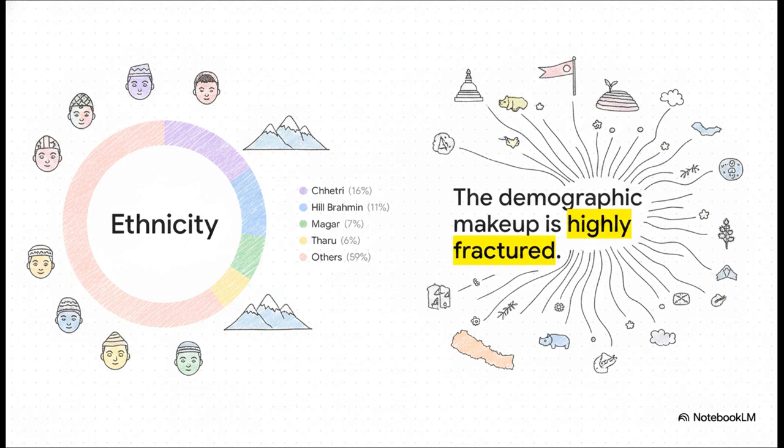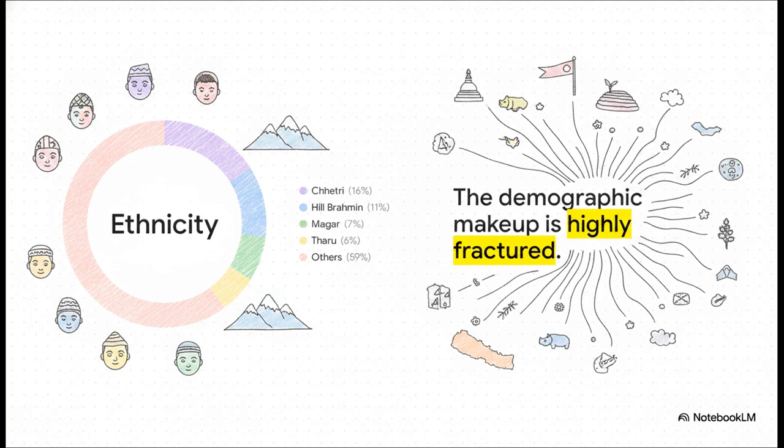Within this shifting demographic landscape, Nepal maintains an extraordinary level of socio-cultural complexity. This is absolutely vital for understanding the nation's federal structure and how resources are allocated. The demographic makeup is highly fractured. This means there's no absolute majority anywhere. The Chetri form the largest single group at 16.45%, followed closely by Hill Brahmins at 11.29%, Magars at 6.9%, and Tharus at 6.2%.